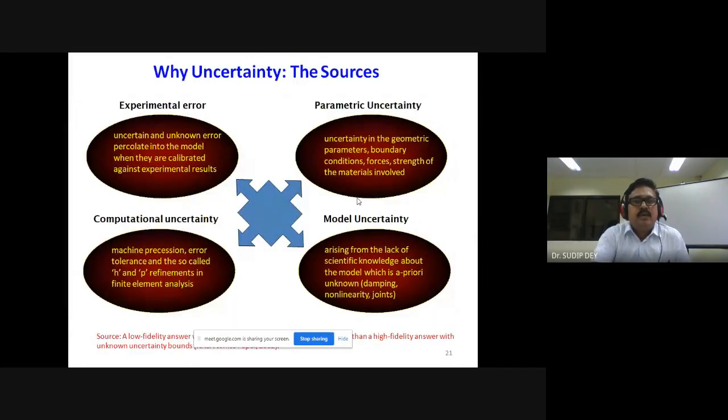Now, what are the sources? One will be the experimental source, experimental error. Another will be the parametric uncertainty. There may be computational uncertainty. Another will be the modeling uncertainty.